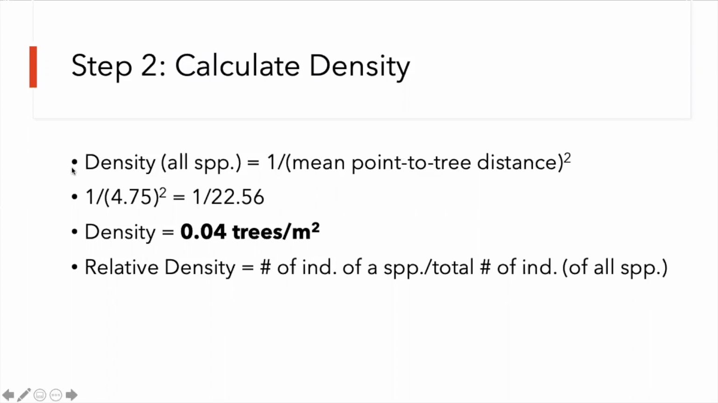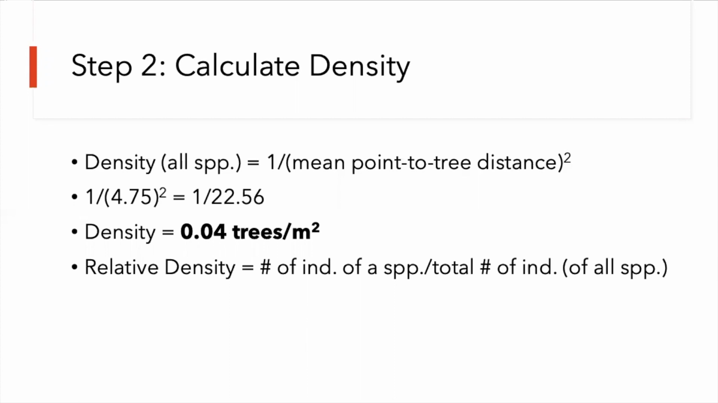So density is equal to 1 over the mean point to tree distance squared. We calculated the mean point to tree distance as 4.75 meters in the last slide. So 4.75 squared is 22.56. So 1 divided by 22.56 is 0.04. So that is our density in trees per square meter from our example.